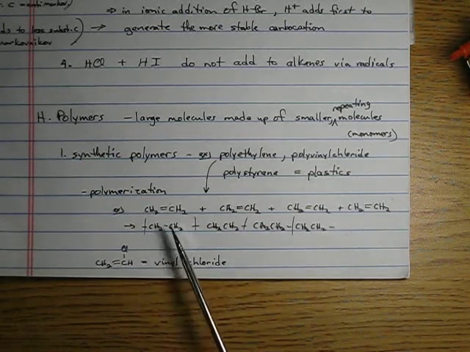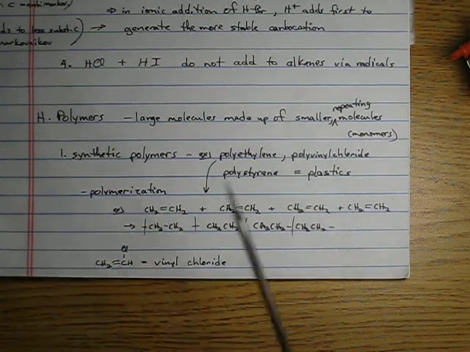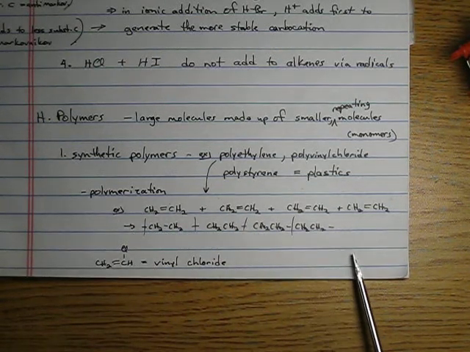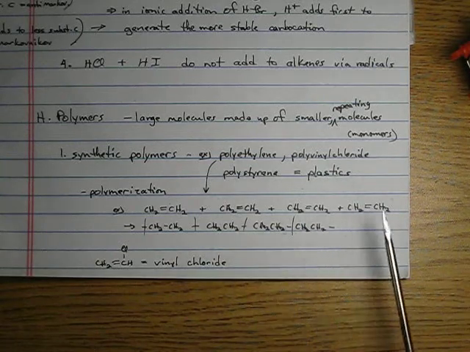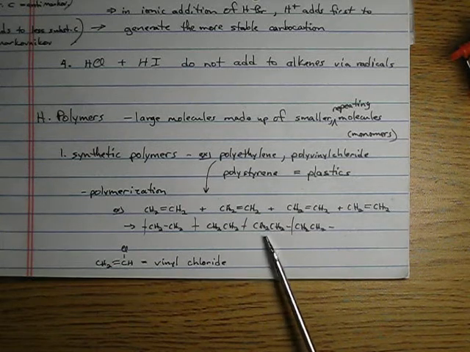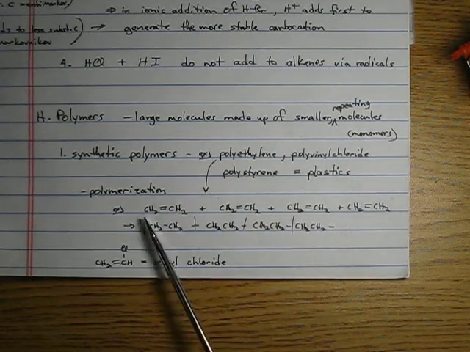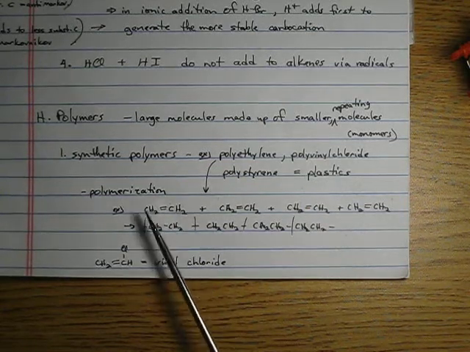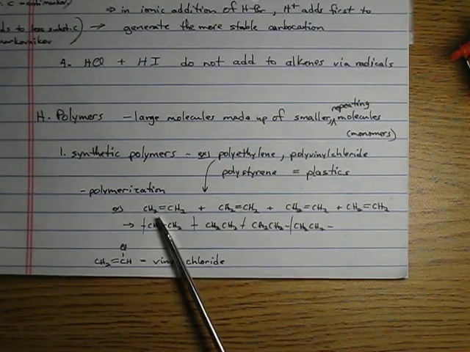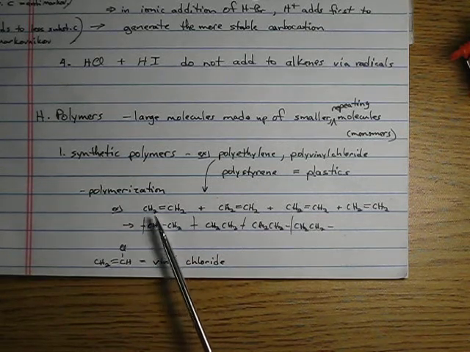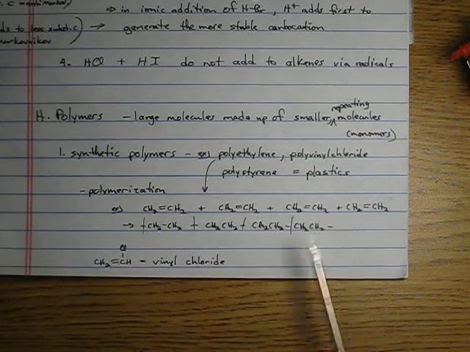So each CH2 is the monomer. Note, when you see this, it's just CH2, CH2, CH2, CH2, CH2, CH2, CH2. The monomer is not just CH2. The monomer is CH2, CH2. It came from these two carbons. Note, your monomer always has to have two carbons in it that were originally double bonded together. So this is your monomer in just ethylene, and this is your polymer.